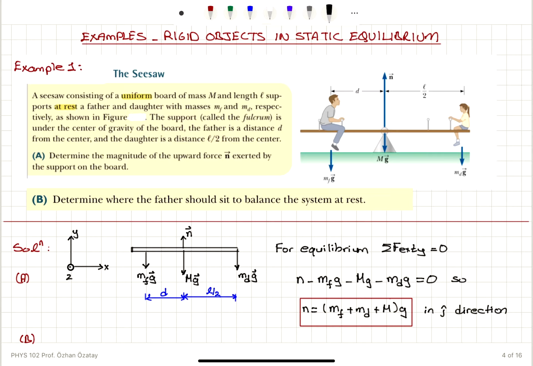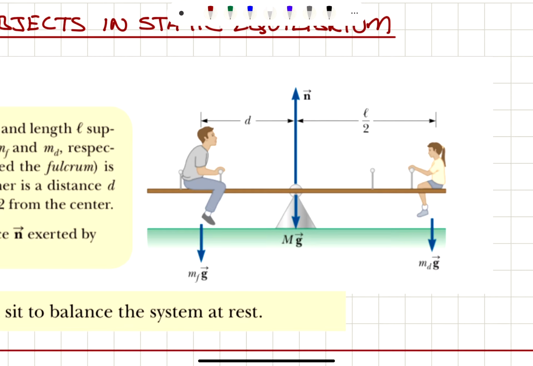Since this is static equilibrium, the torque with respect to any rotation axis should be 0. So if I write Newton's second law rotational form and set it equal to 0, and let's do that with respect to the center of gravity location. So if I write the torque, which forces will have a torque effect here? Because this is the pivot point I have chosen, these two forces will have no torque effect. Only the father and the daughter will have a torque effect.